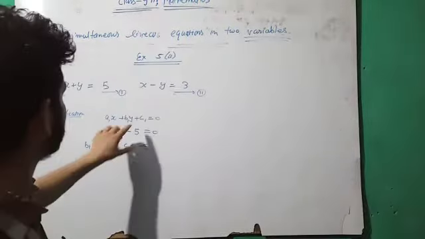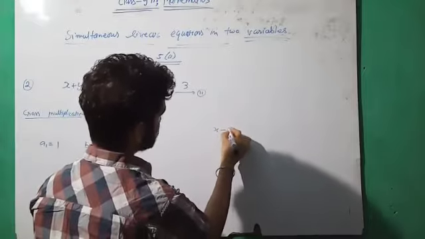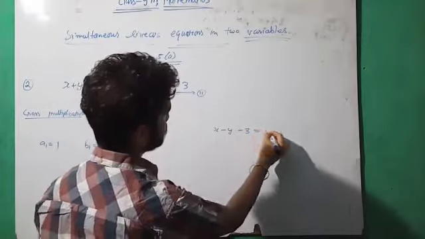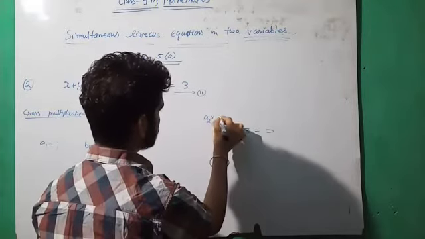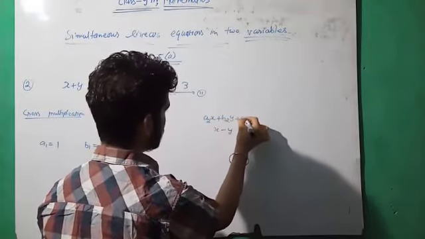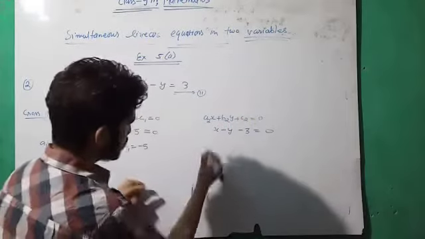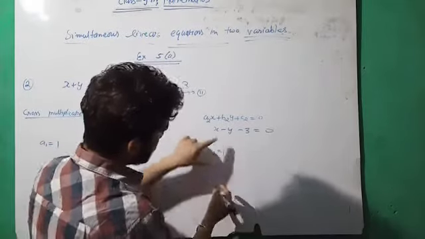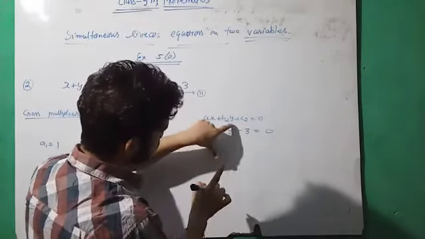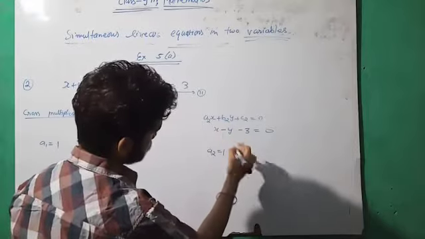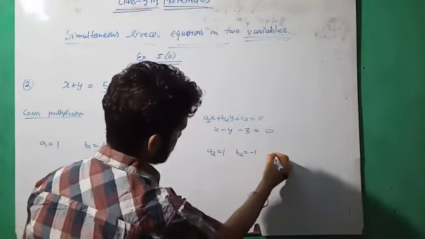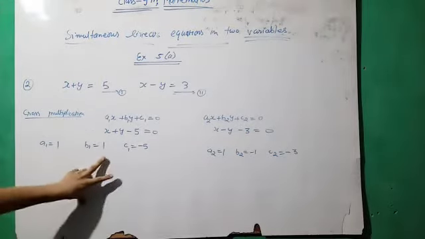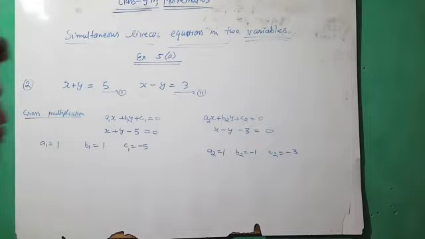x minus y equal to 3, or we can write it as x minus y minus 3 equal to 0. So a2x plus b2y plus c2 equal to 0. So a2 is 1. Remember the sign. b2 is minus 1, and c2 is minus 3. a1 b1 c1 a2 b2 c2, we have to find out all these values.